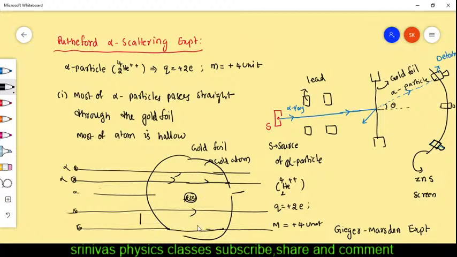Now, most of the atom is hollow, which means empty, according to Rutherford. Next, the second observation is what?